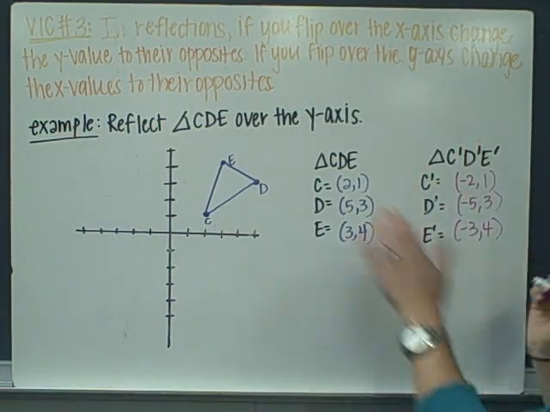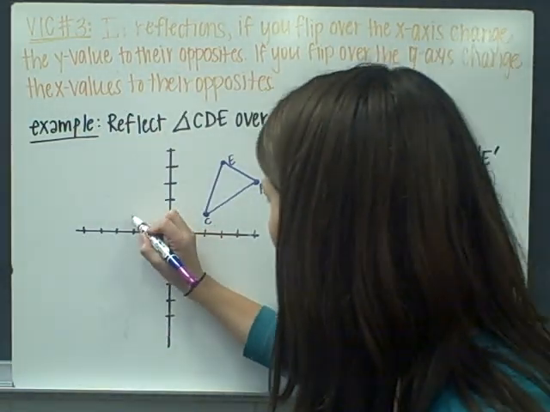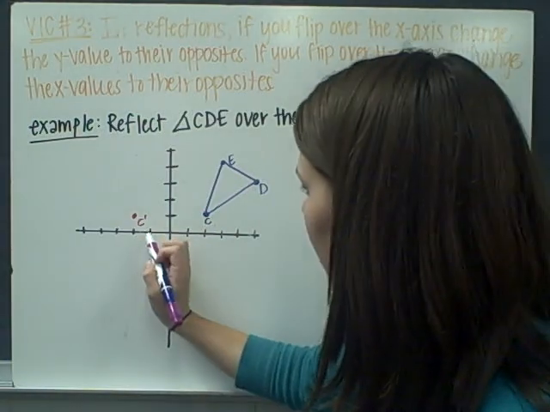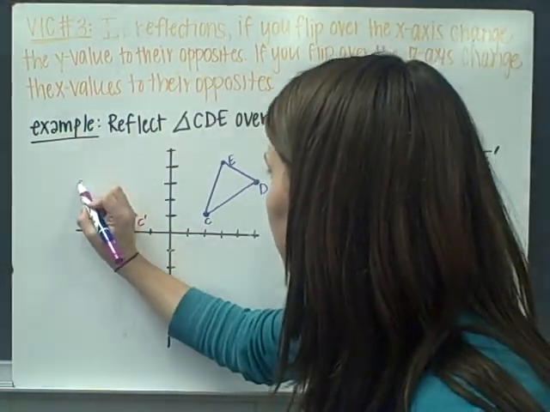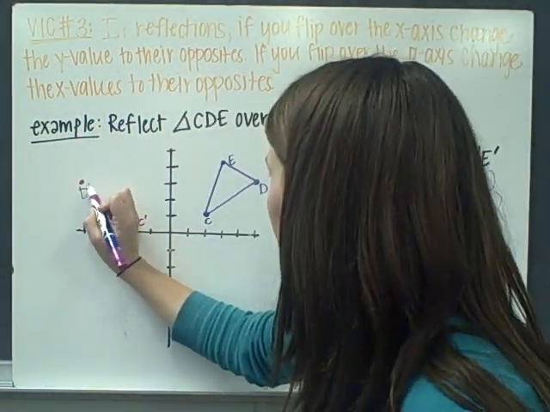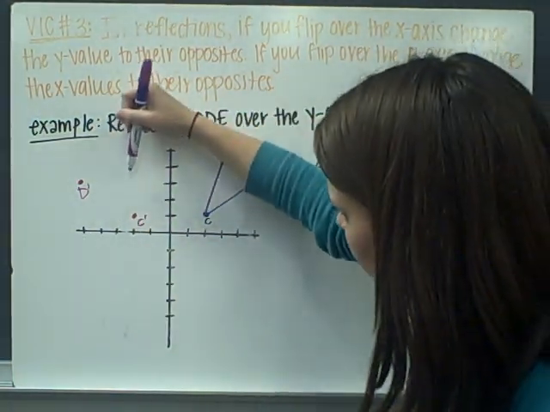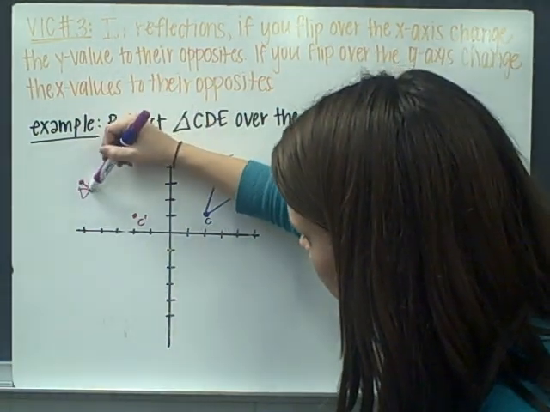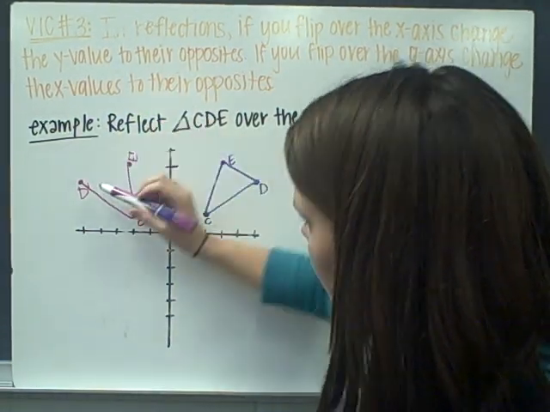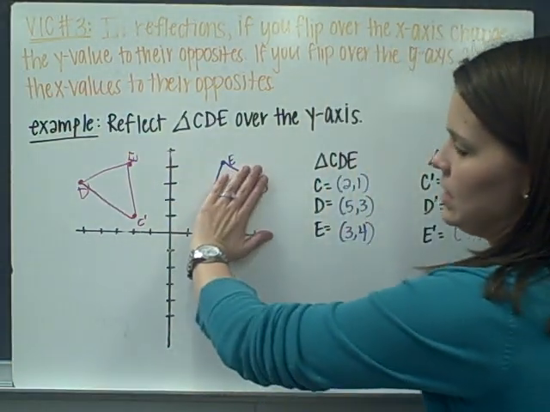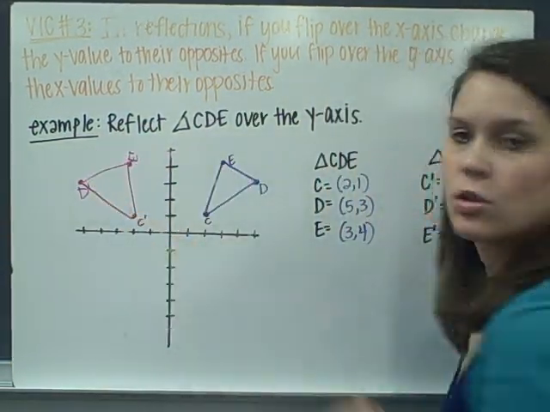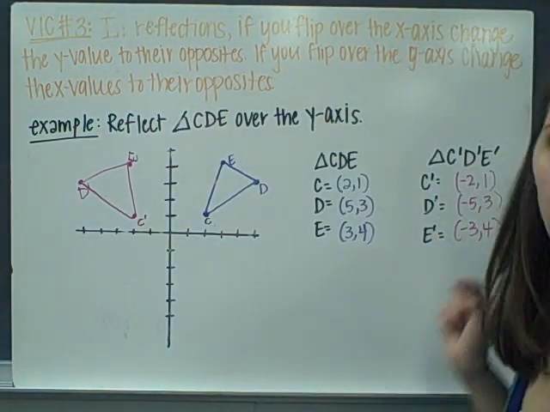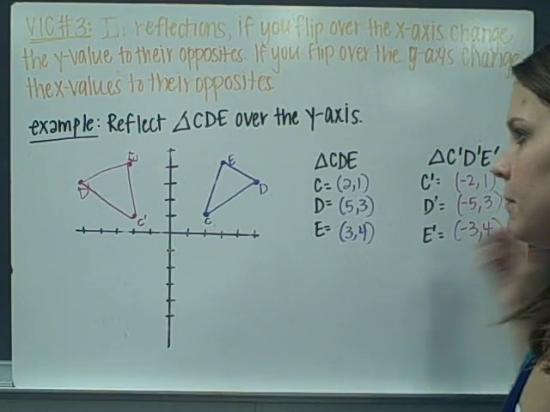Now we have our points, we can graph it. So we have negative 2, 1 for C prime. We have negative 5, 3 for D prime. And we have negative 3, 4 for E prime. So when you connect the lines, you took this image and now flipped it across the y-axis. And we did that by changing all of our x values to their opposite sign.